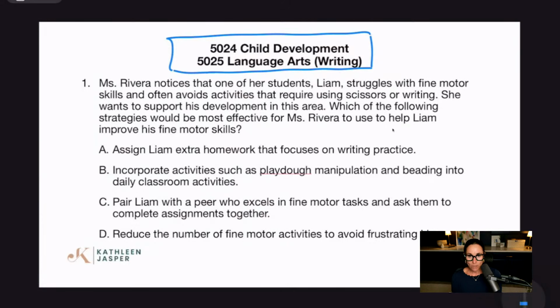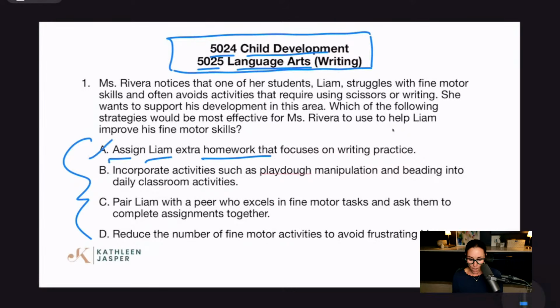So this comes from 5024 child development, and this comes from the 5025 language arts. I'm trying to align them to whichever one you're taking, okay? Now, when we think about thinking like a test taker, and somebody has their exam at 1:00 today, I want you to practice this before you go to your exam. Go back into your study guide and quickly start here with the answer choices first. Eliminate bad answer choices and zero in on good answer choices.